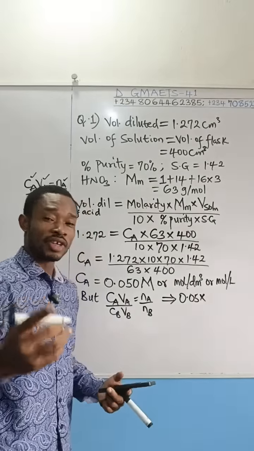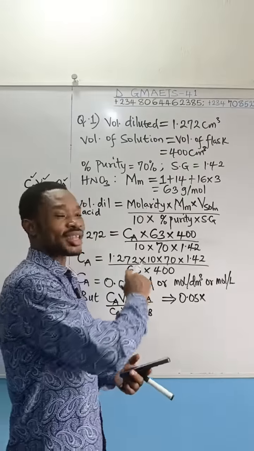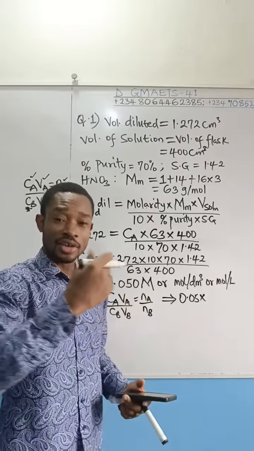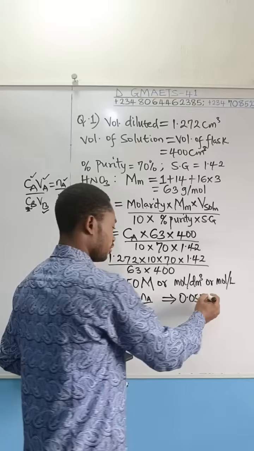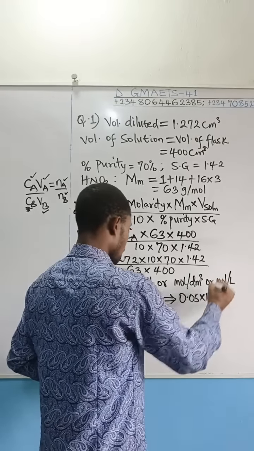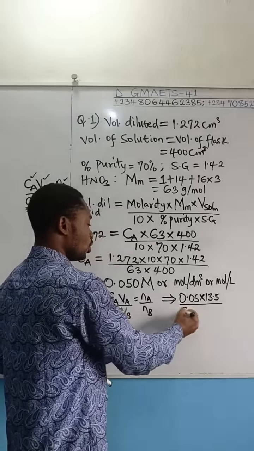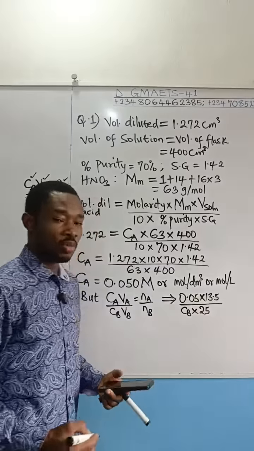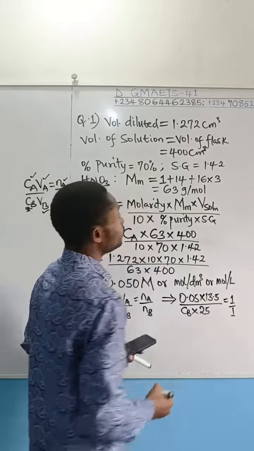So I'm going to give you an assignment. Assume titer values and construct a table so that at the end, if you take the average volume of acid that neutralized this base in the process, you are going to get 13.5. Then we divide this by Cb, which we don't know, and multiply by Vb, which is 25, the volume of your pipette, equal to 1 over 1.